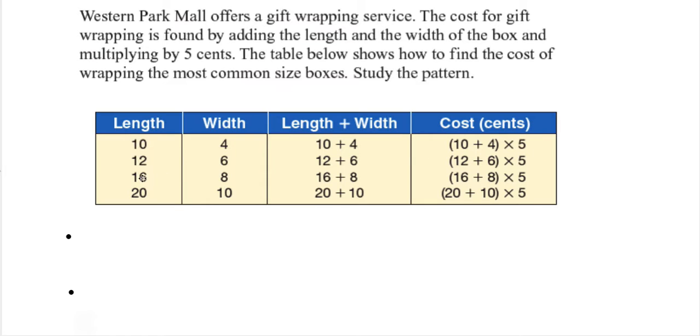Okay? And if the length of a box is 12 and the width is 6, add the two, multiply it by 5. That would be the cost of wrapping. And you have a length of 16, width of 8, add 16 plus 8, multiply by 5. Length of 20, width 10, add 20 plus 10, multiply it by 5. That would be the cost of wrapping that particular box.